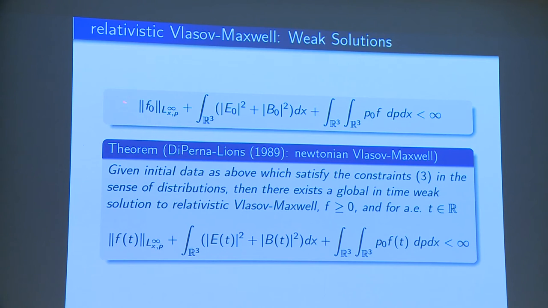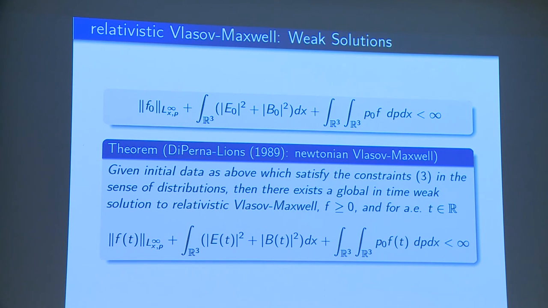So if you assume that initially the L infinity norm is bounded, and you assume that the L2 norms of E and B are bounded, and the first moment of F is bounded in the P and the X integral, then you can have a weak solution for arbitrary initial data. For these solutions, the equation is satisfied in the weak sense, and it's known to be satisfied for almost every time, and for almost every time the conservation laws continue to be finite.